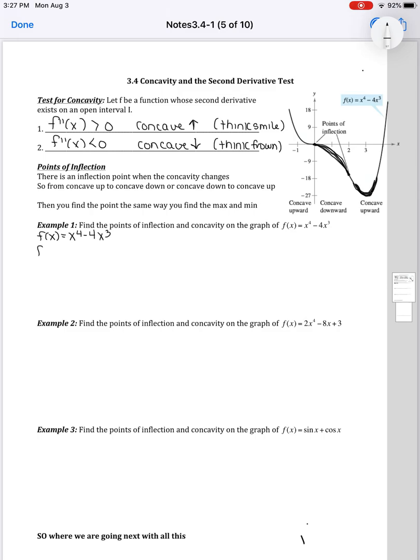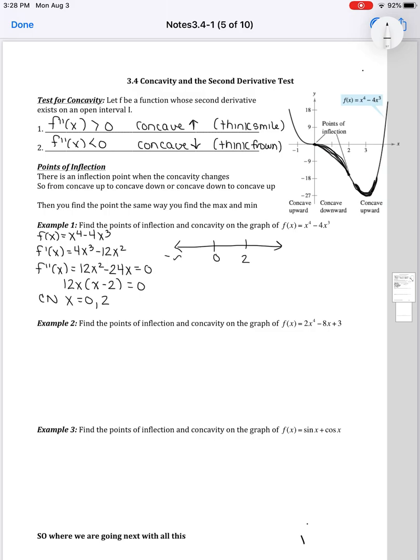So it says find the points of inflection and concavity. So we have our original function. First, we're going to get the first derivative, which is 4x to the third minus 12x squared. But then with concavity, we need second derivative. So we get 12x squared minus 24x. We're going to get critical numbers, so we're going to set that equal to 0, factor out a 12x, and you have an x minus 2 left over. And you have two critical numbers, 0 and 2.